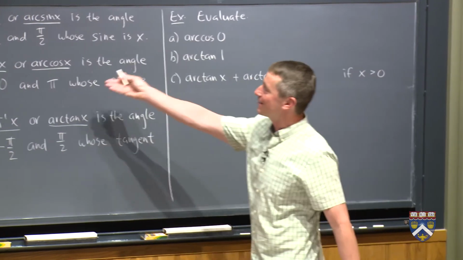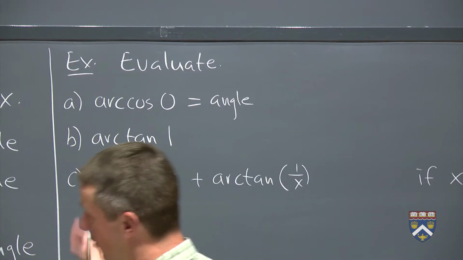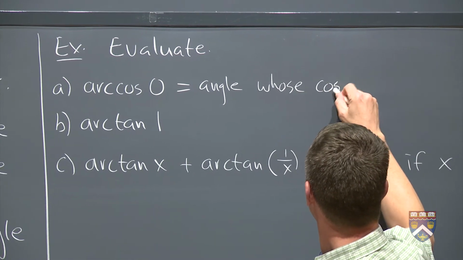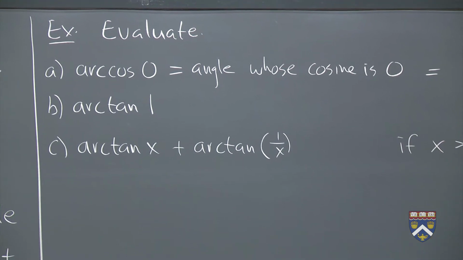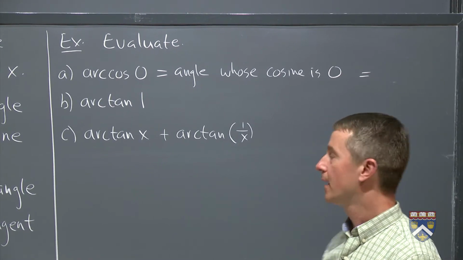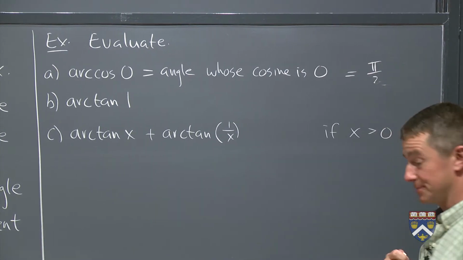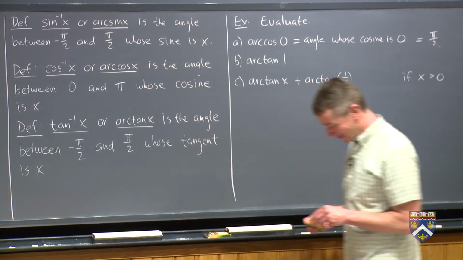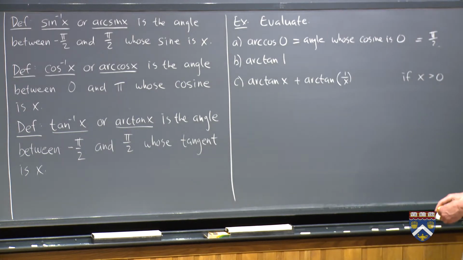Arccosine of 0. So by our definition, arccosine of 0 is the angle between 0 and pi, I'm not going to write that, but the angle whose cosine is 0. So you could look at your graph of cosine from before and see where the cosine becomes 0, and you will discover that that happens at pi over 2. It happens at other places as well, but we've agreed that we're always going to choose an answer between 0 and pi for our inverse cosine function.